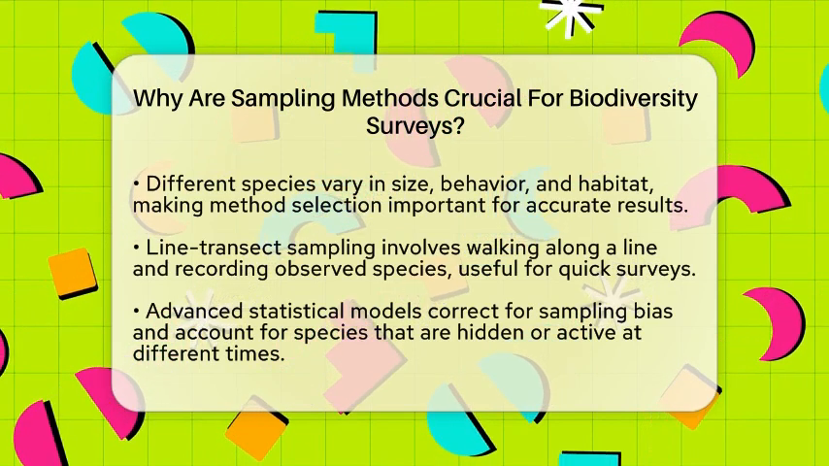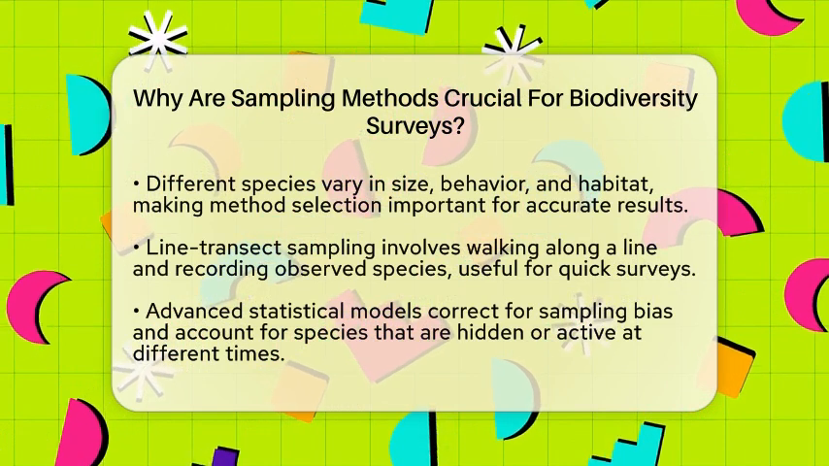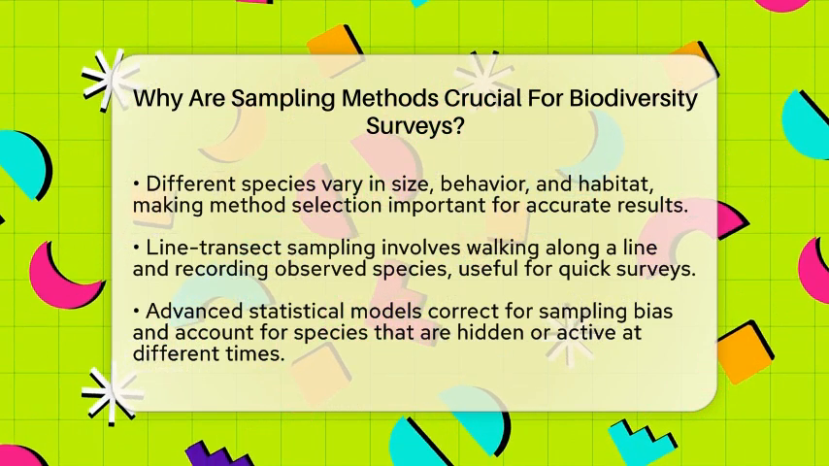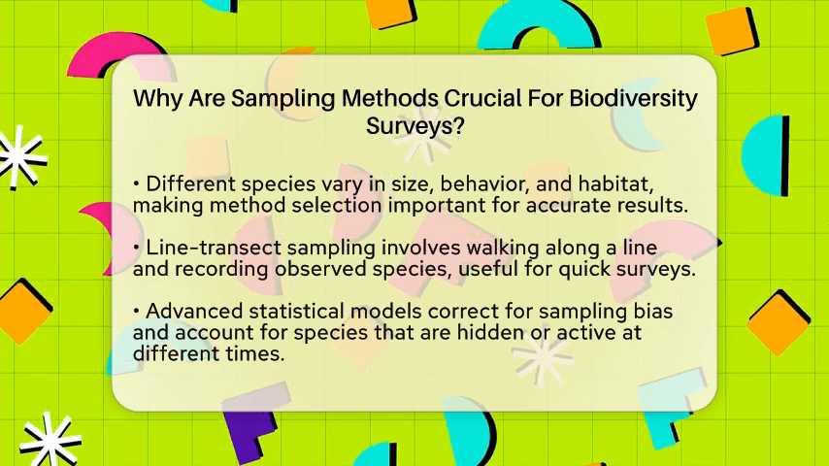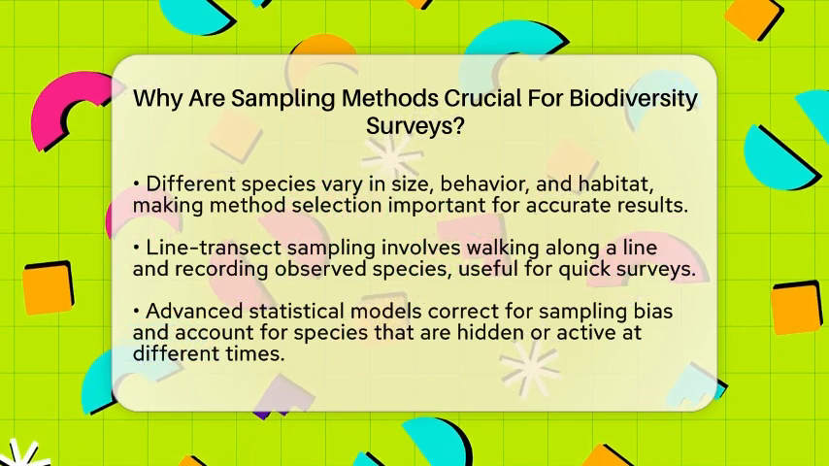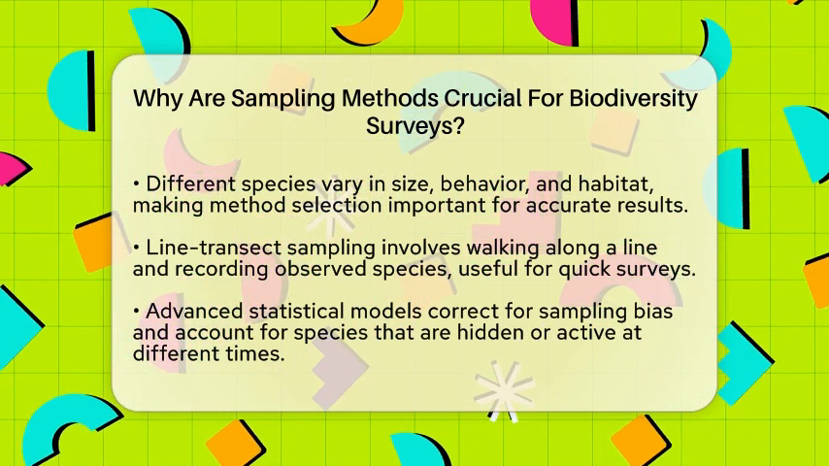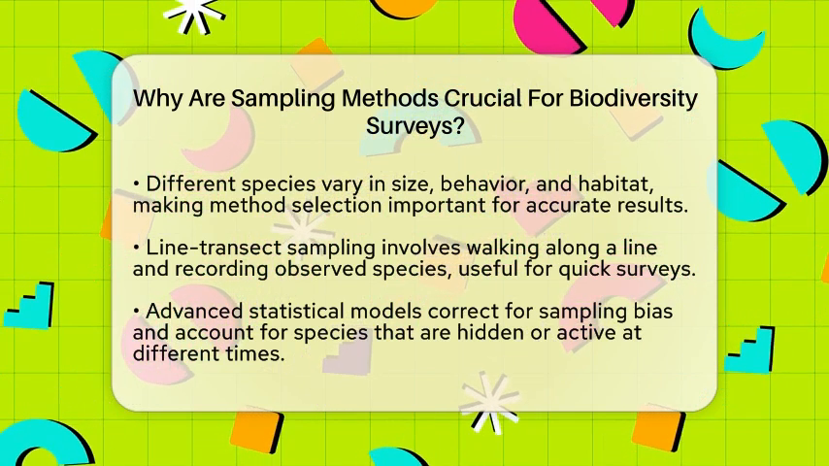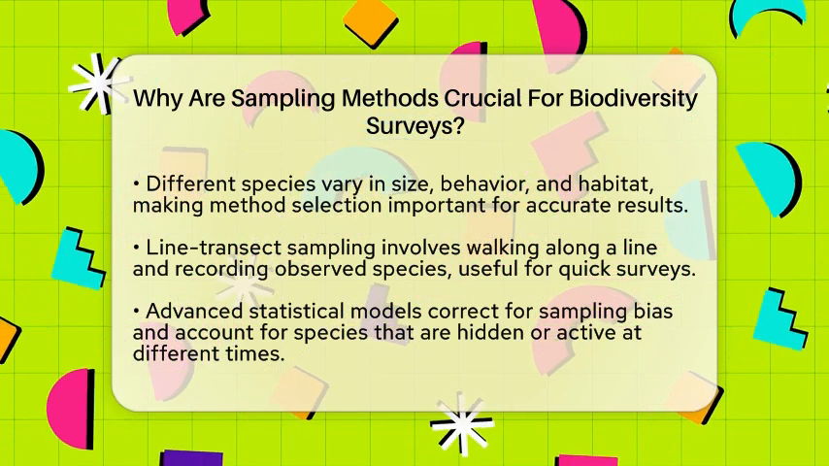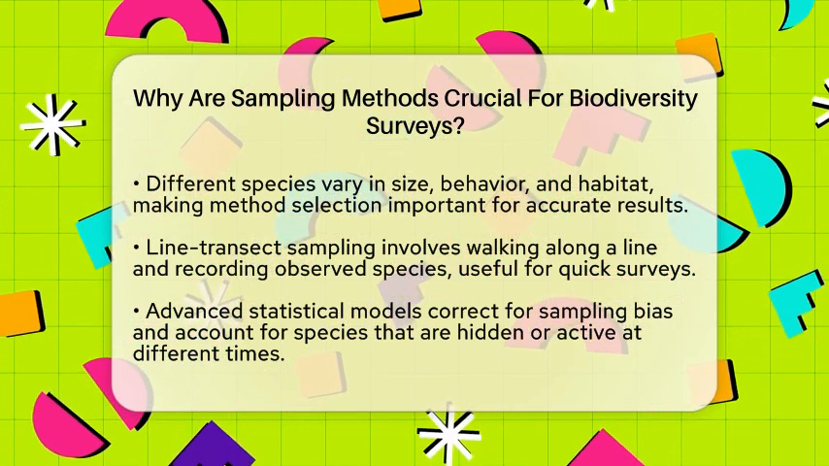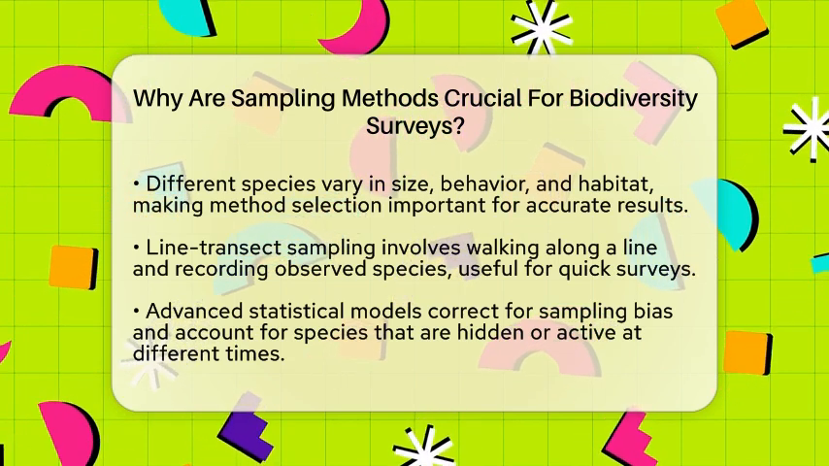Different species have different sizes, behaviors, and preferred habitats. So, choosing the right sampling method makes a big difference in which species we find and how accurately we can count them. For example, line-transect sampling involves walking along a straight line and recording what you see. This method is quick and works well for counting animals or plants along a path. But if not planned carefully, it might miss some species that prefer different areas.